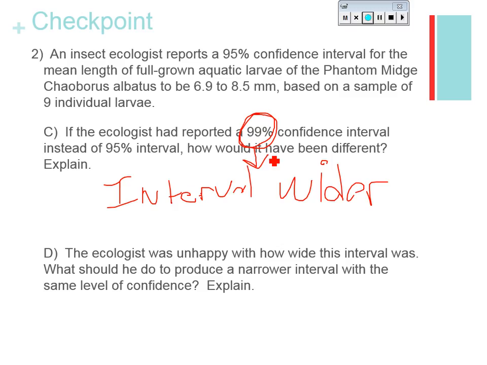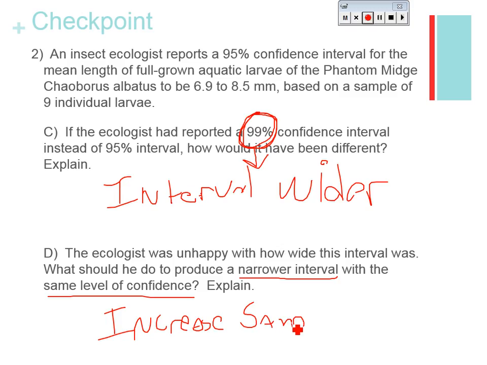And then for part D, the ecologist was unhappy with how wide this interval was. What should he do to produce a narrower interval with the same level of confidence? So if you want to keep your confidence level the same, but you want to take your interval and make it not as wide, what you would want to do is to increase the sample size. And by increasing the sample size, you will decrease the standard deviation, and decreasing the standard deviation will essentially decrease the margin of error. And if you decrease your margin of error, then you'll make your interval not as wide.